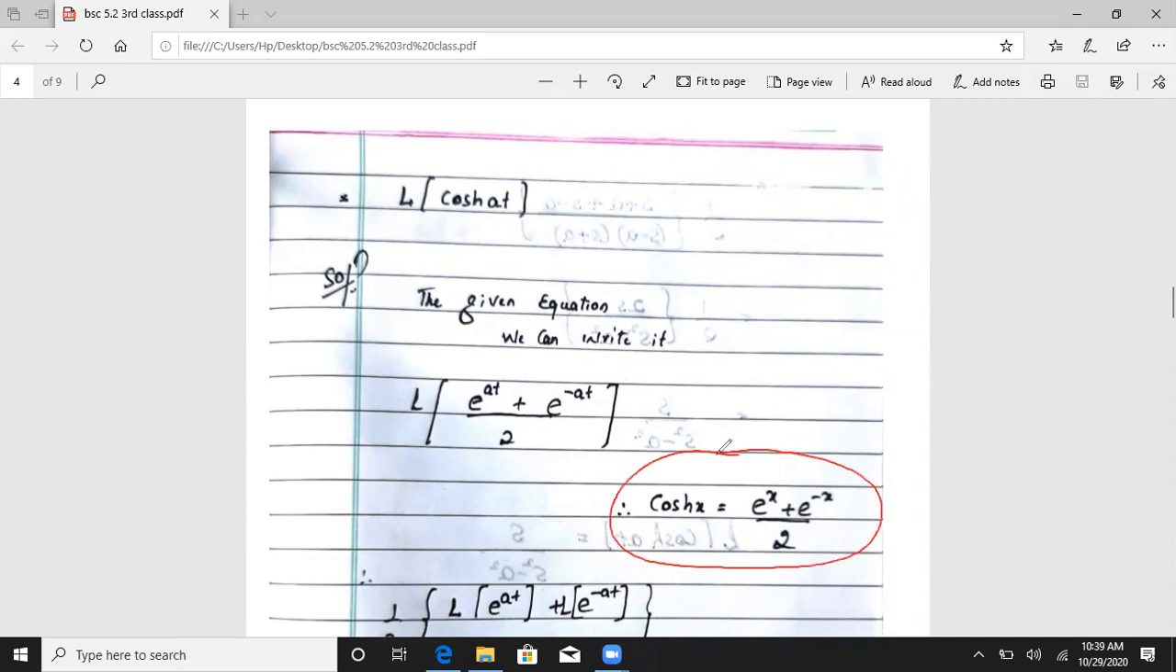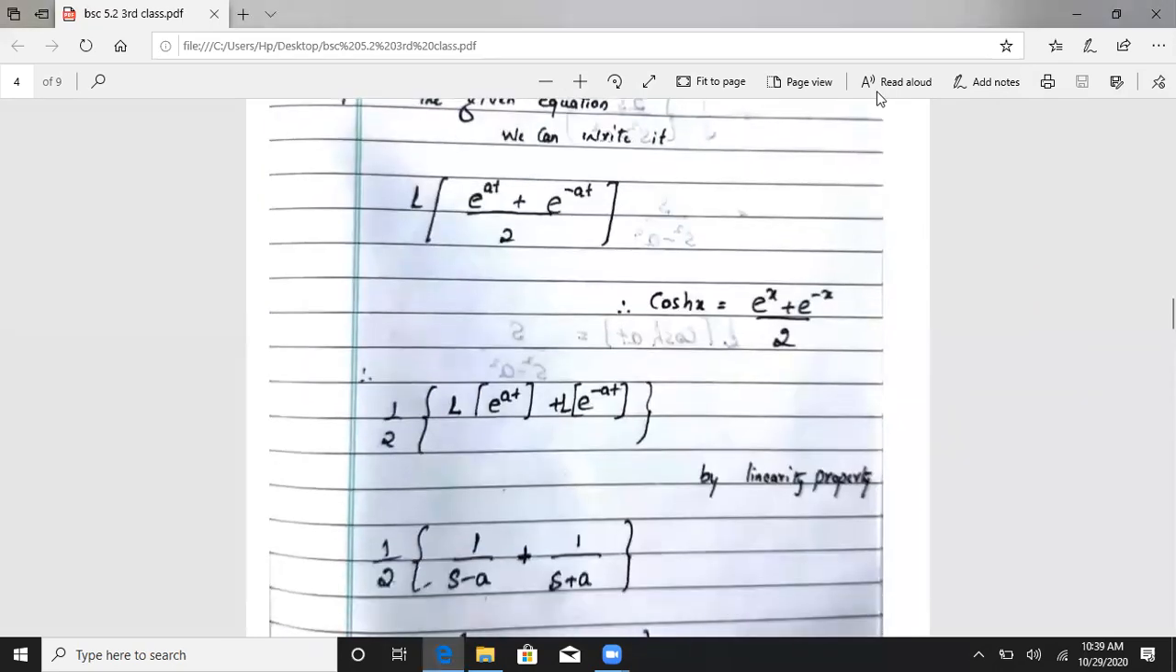Here, cosh of x is equal to e to the power x plus e to the power minus x divided by 2. Here, instead of writing x we write at. Solution: in the given equation we can write it as L of (e to the power x plus e to the power minus x) divided by 2. Here x means at.